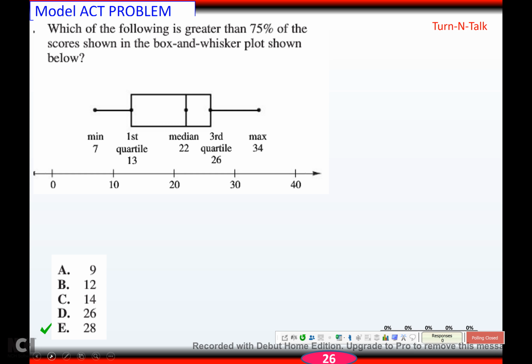You've got to be careful when you read these. I kept thinking that this answer was wrong. It says, which of the following is greater than 75% of the scores shown in the box and whisker plot shown below? Well, you have 25% of your data in the first quartile, 25% in the second, 25% in the third, 25% in the fourth. So greater than 75% would be all of these numbers.